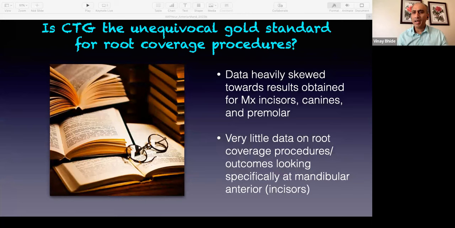So I asked myself the question, is a connective tissue graft really the unequivocal gold standard for root coverage procedures? And as I did a deep dive into the literature, I started to realize that the data that we have is really heavily skewed in favor of maxillary incisors, canines, and premolars. And that there's actually very little data specifically talking about root coverage procedures and outcomes in the mandibular anterior region, and that too specifically mandibular incisors.